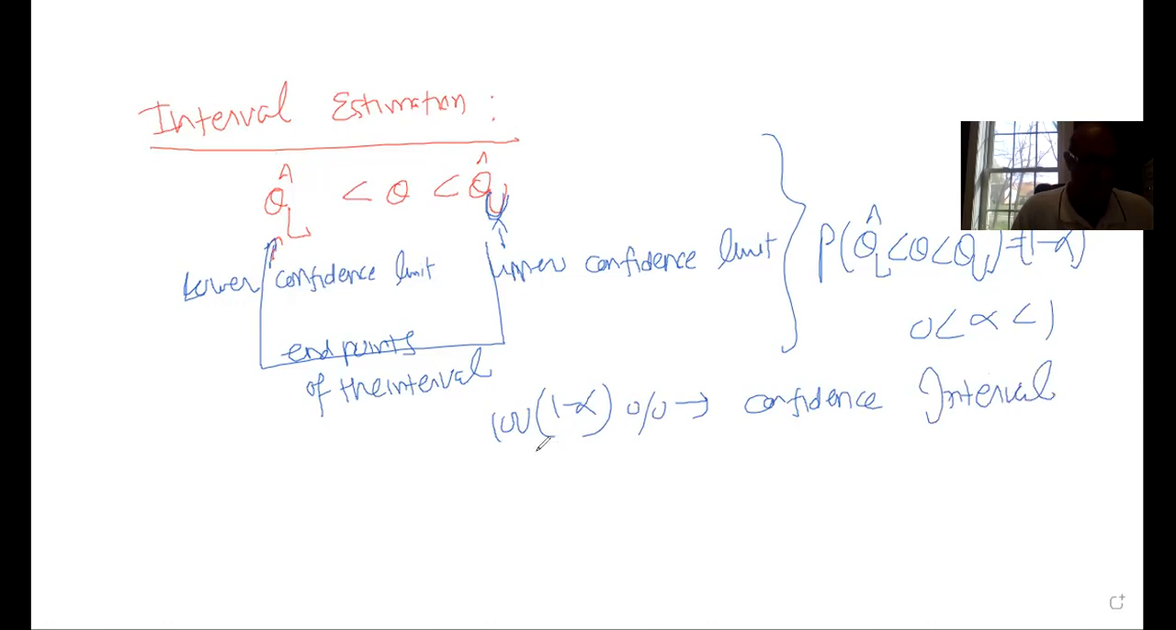Interval. If you have the fraction 1 minus alpha, why fraction 1 minus alpha? Because alpha lies between 0 and 1. That's the reason. So the fraction 1 minus alpha is called the confidence coefficient.